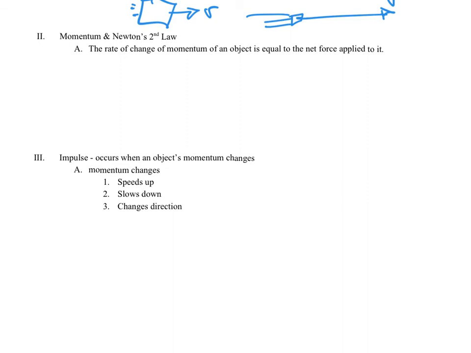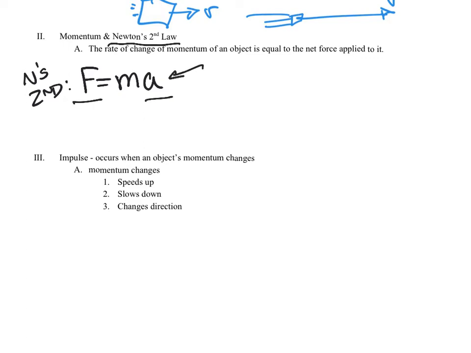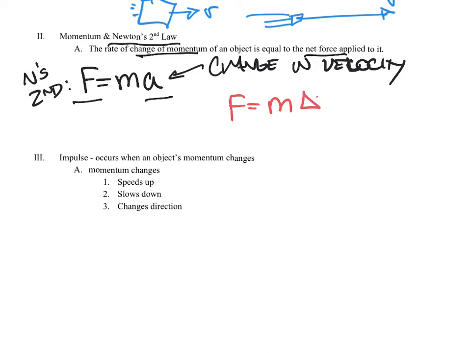Now, momentum is often related to Newton's second law, where remember Newton's second law was F equals ma. Right? And we said that when the net force on an object is greater than 0, then the object will be accelerating. And so remember, acceleration is a change in velocity. So the rate of change of momentum is equal to the net force applied to it. All right, so remember, a change in velocity. So we can rewrite Newton's second law as F equals m delta v, right? Where this is a change in velocity, okay?